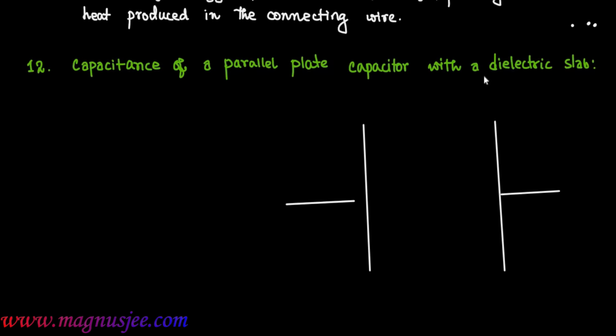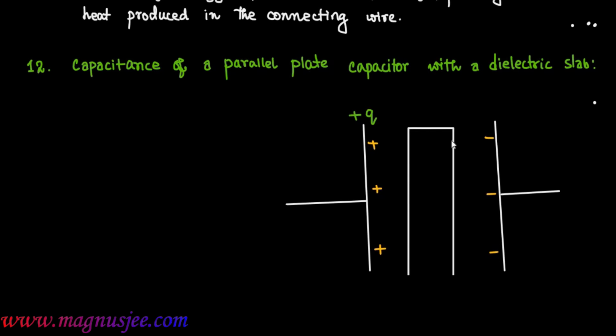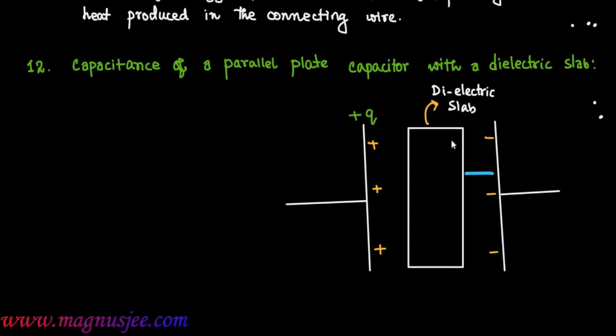So these are the two plates of the parallel plate capacitor. The first plate is charged with positive charge, and this is the induced negative charge on the inner face of the parallel plate capacitor, and this is the dielectric slab which is introduced in between the two plates. This is the dielectric slab of thickness t and dielectric constant K.